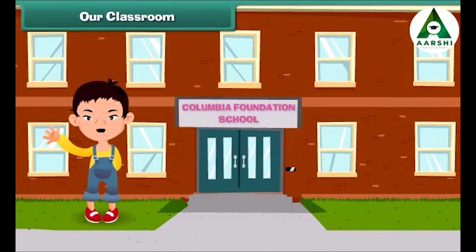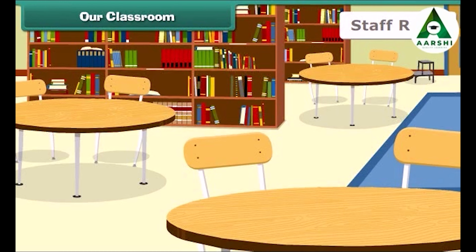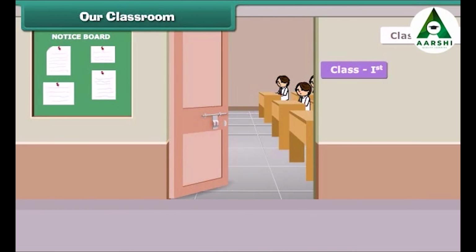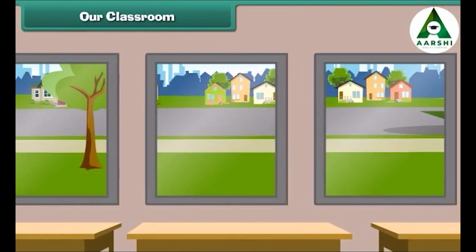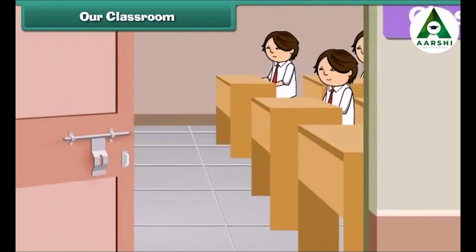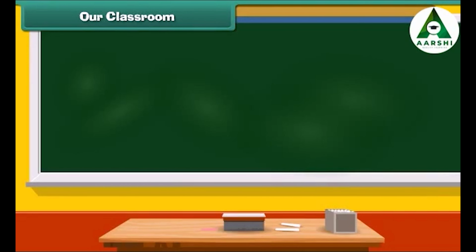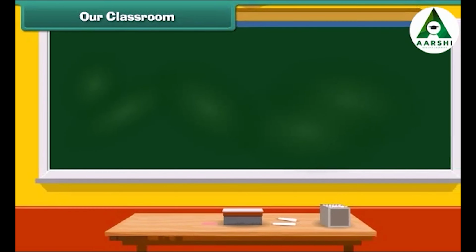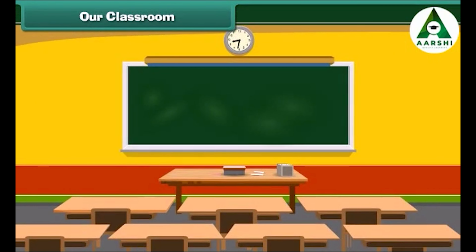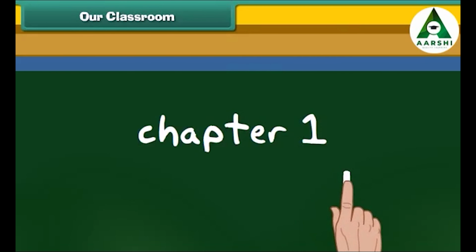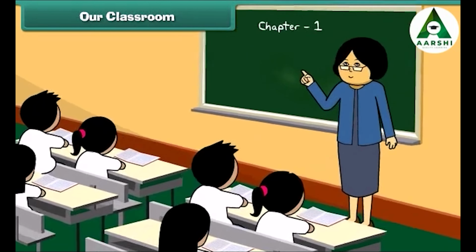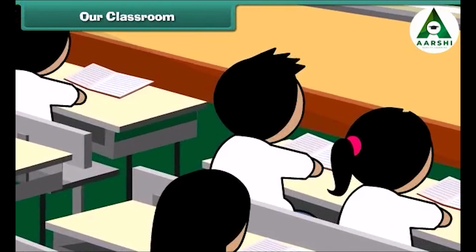A school has many rooms such as principal's room, staff room, and classroom. A classroom is a place where students sit and study. The classrooms should be airy and clean. You can find a blackboard, chalk, duster, tables and benches in a classroom. The teacher writes with chalk on the blackboard. The students sit on benches and keep their books on the table.